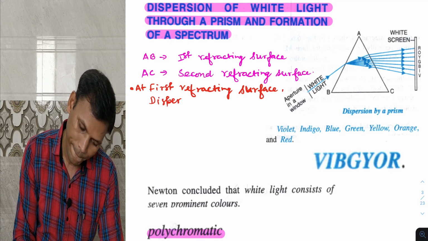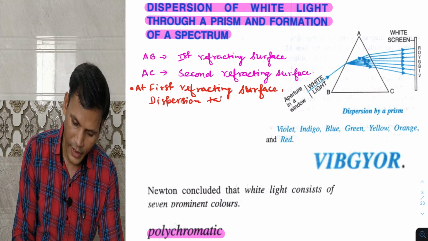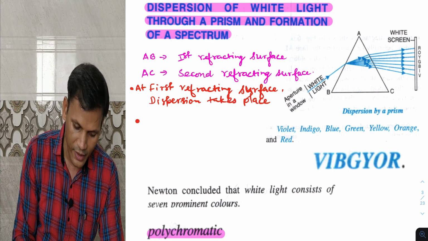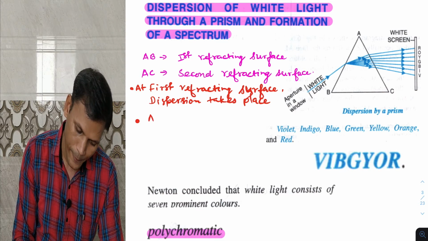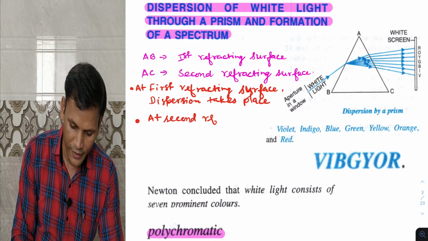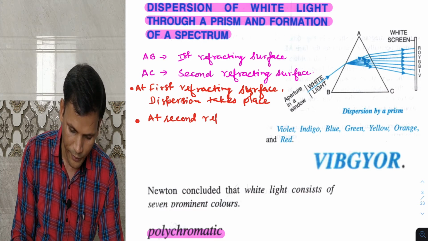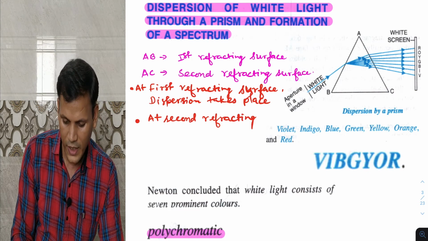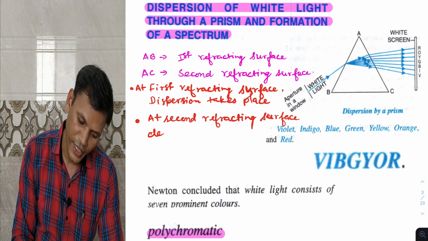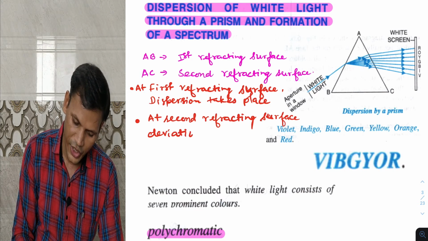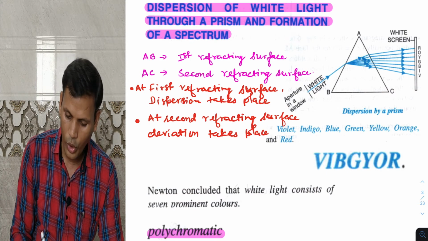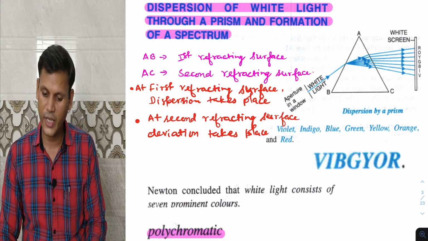Dispersion takes place, and at the second refracting surface, deviation takes place. Okay, so very important points are these.